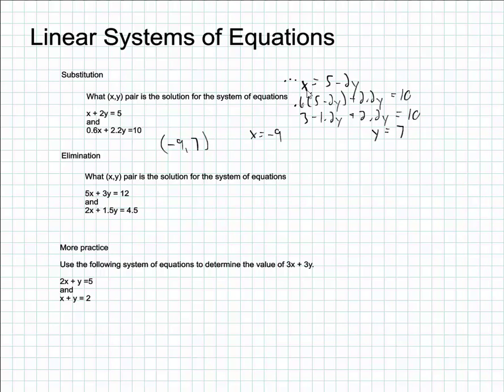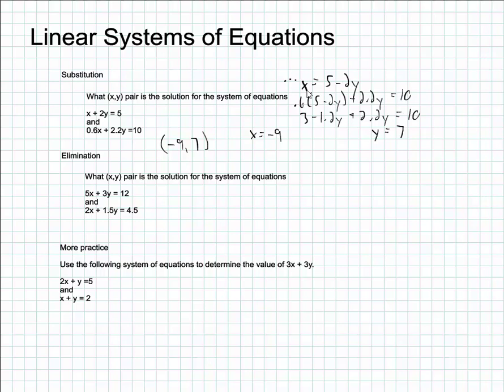Next, we have what xy pair is the solution for the system of equations 5x plus 3y equals 12 and 2x plus 1.5y equals 4.5. You'll notice that substitution here is a little more complicated, as we need to subtract a variable from both sides and then divide by the coefficient of the other variable. So what else can we do? Well, if you notice that in the second equation, if you simply multiply the second equation by negative 2 and then add the two equations together, we can eliminate the y variable.